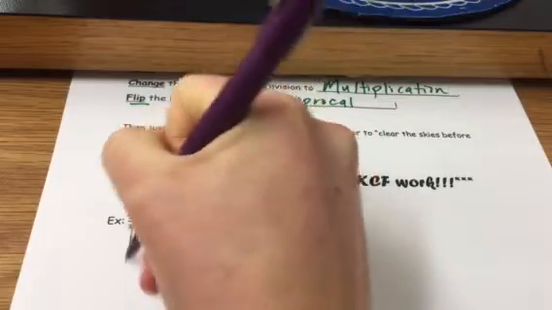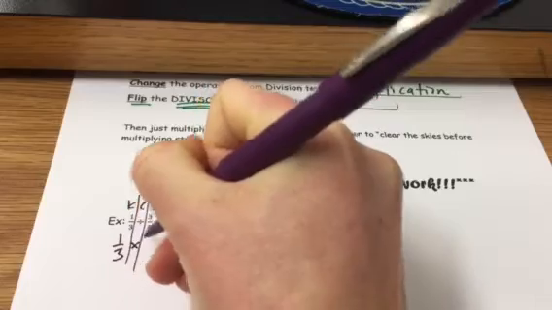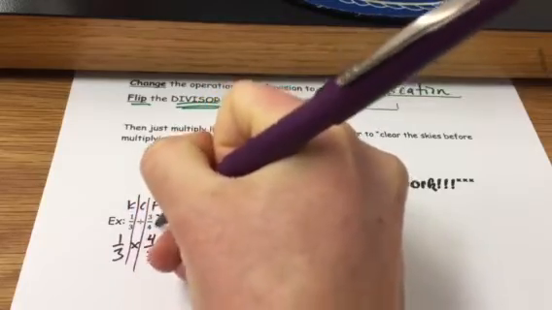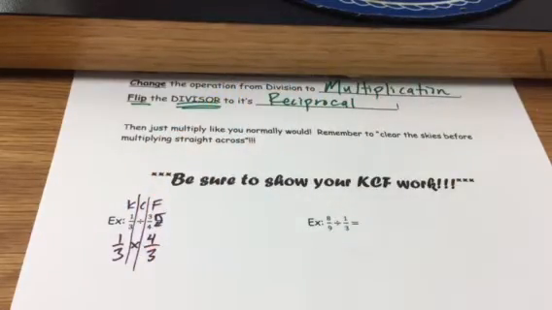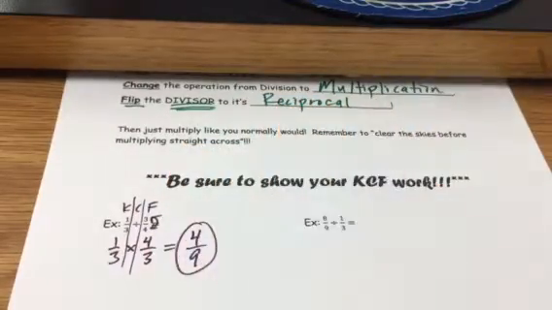So I'm going to go ahead and set up my columns. So this is 1/3 divided by 3/4, which is the same thing as multiplying by 4/3. Make sure you flip that second fraction. Now we're going to multiply straight across, and we get 4/9.